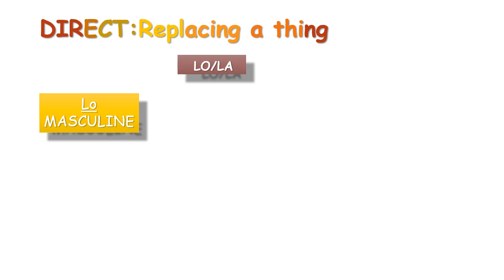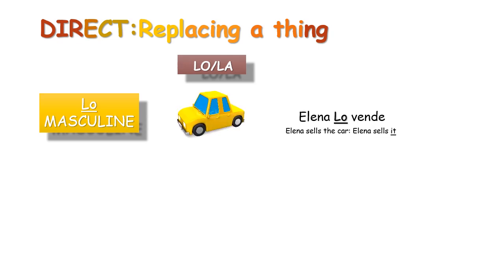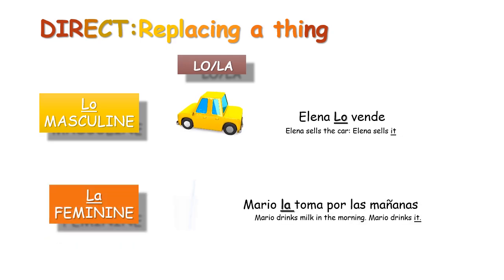Okay, when replacing a thing, we never use le. Good news, things get easier. So, we use only lo for masculine and la for feminine. For example, Elena says the car is masculine. So to say Elena sells it, it would be Elena lo vende. Or if we are speaking about milk, Mario drinks milk in the morning, milk is la leche, okay? So it would be Mario la toma por las mañanas.